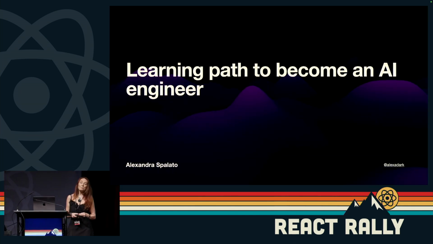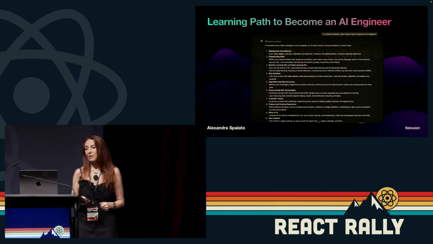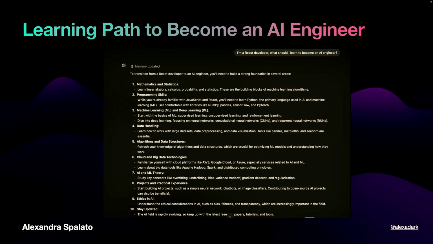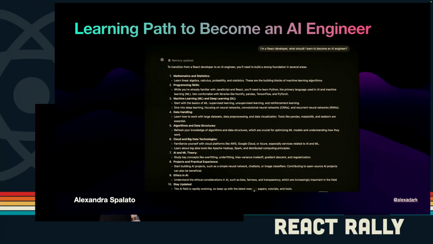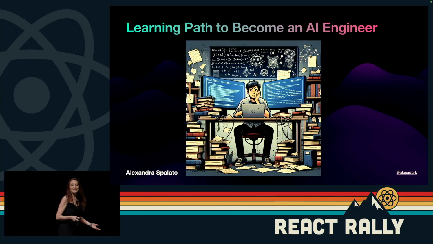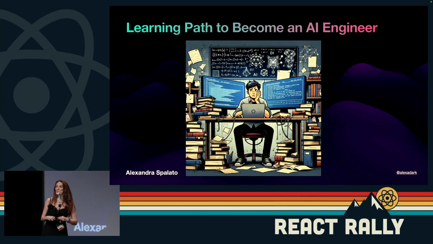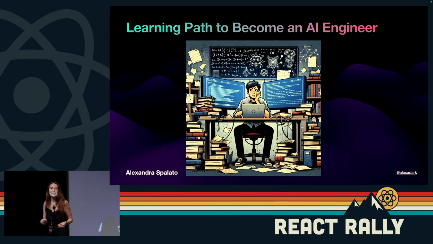So what is the learning path to become an AI engineer? If you go to Google or even to ChatGPT, this is the answer. You need to learn mathematics, statistics, machine learning, deep learning, data handling, algorithms, big data. And so, yes, it's a bit overwhelming. Who was thinking before episode 2 that they needed to learn all that, and that it would be nice, but it's overwhelming? Who was thinking that?